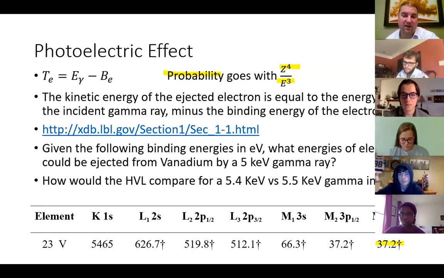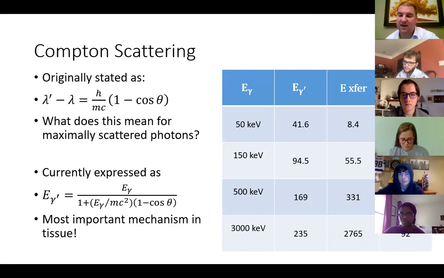Even though it's not the photoelectric effect anymore, it's still the scattered electron. For that gamma ray to scatter, and when it gives energy up to that electron and the electron gets ionized away from the atom, it does have to overcome that binding energy still, okay?